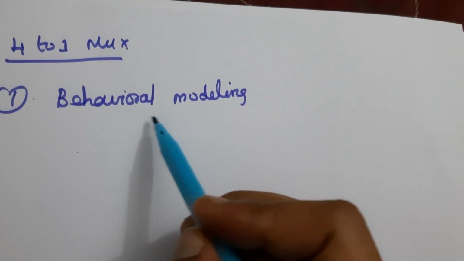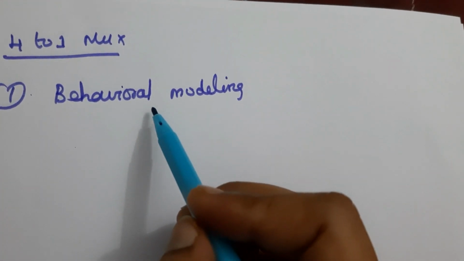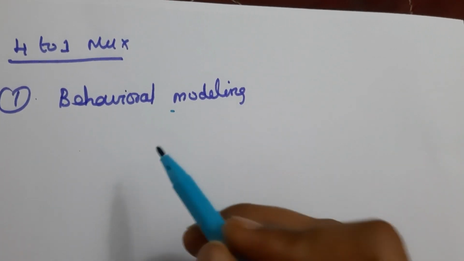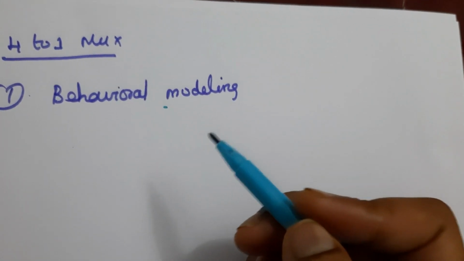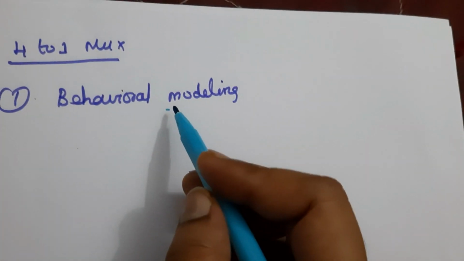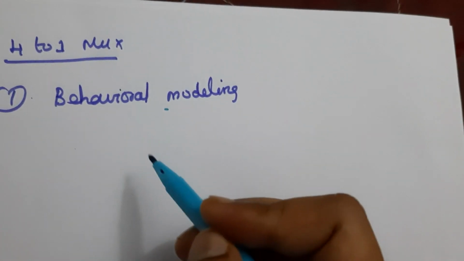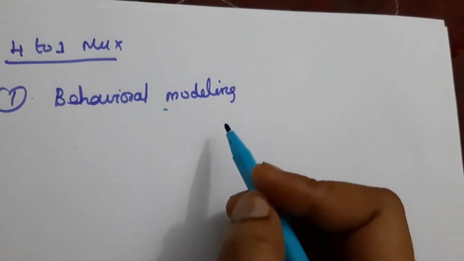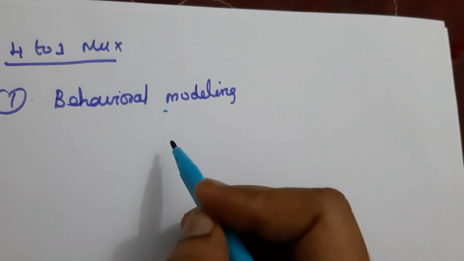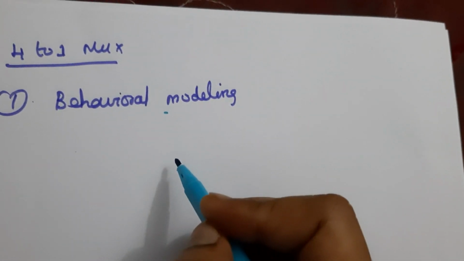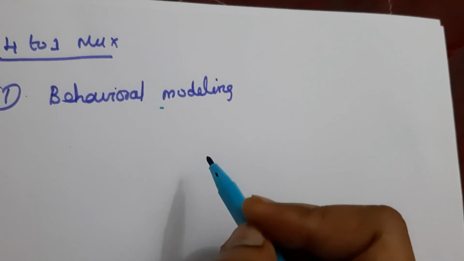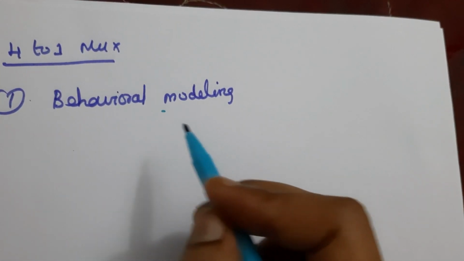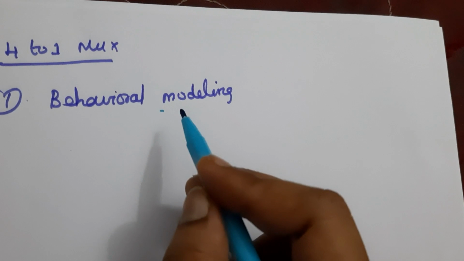The important points about behavioral modeling: it uses an always block, and it also uses case statements, if statements, and any other conditional statements, which we can use only in behavioral modeling. Another important point is that the output is declared as a register here. So we have to declare the output as a register, using the keyword reg. These are the important points about behavioral modeling.